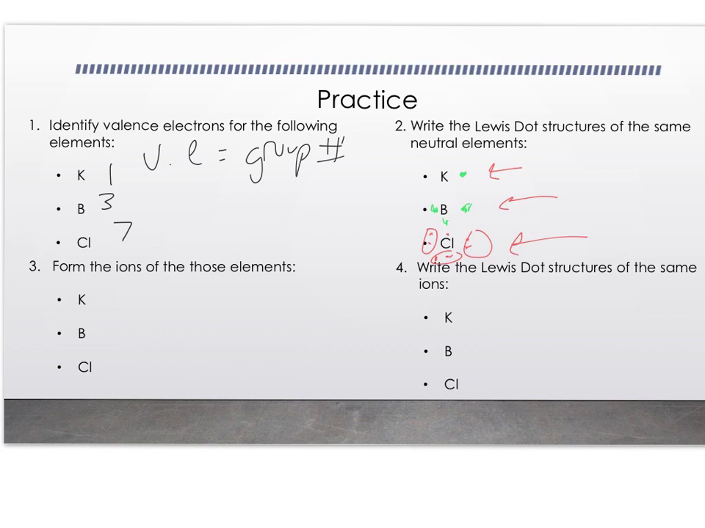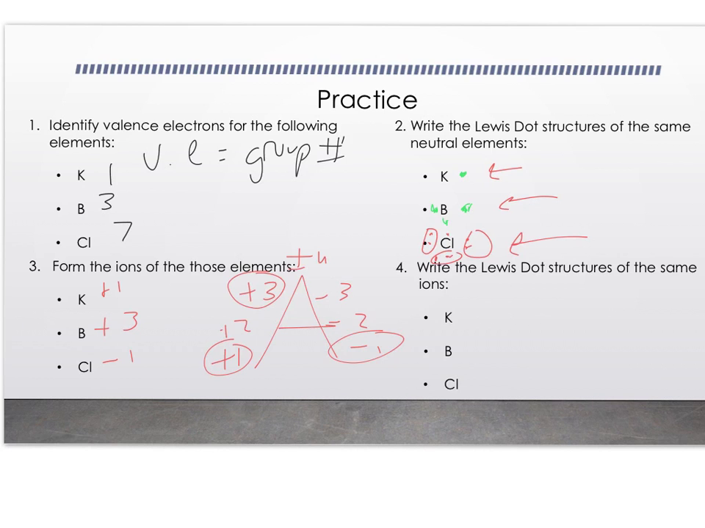Then we need to form the ions of those elements. Potassium, because it's in group number 1, if you want to climb your mountain, that's of the main A group. Potassium's in group number 1, it'll form a +1 charge. Boron, since it's in group 3, it's going to form a +3 charge. Chlorine is in group number 7, it'll form a -1 charge.